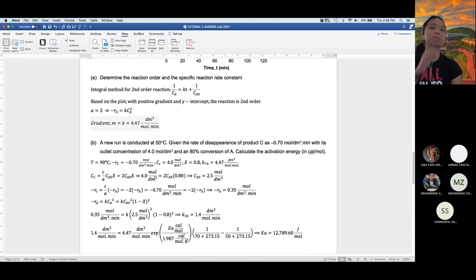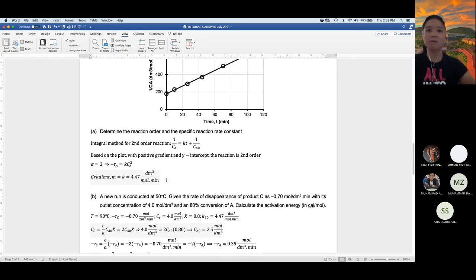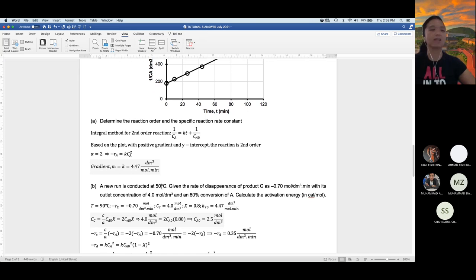Alright, so we go to question number B. So number B ni panjang sikit dah. Question B says, a new run is conducted at 50 Celsius. Dia kata sekarang, eksperimen untuk dapatkan plot ni dijalankan pada 70 Celsius. But now they say dia nak buat run balik tapi run ni pada suhu 50 Celsius. Dan dia kata, given the rate of disappearance of product C as negative 0.7 with its outlet concentration of 4 and 80% conversion of A.